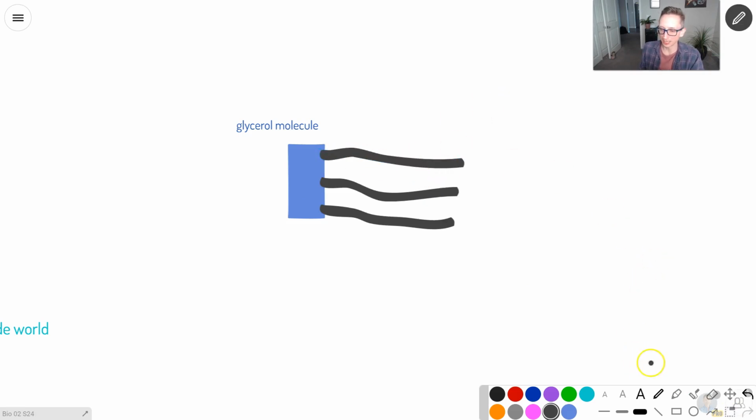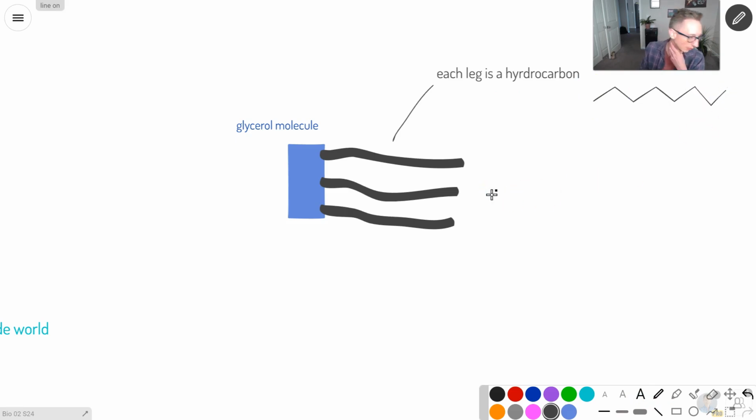And each one of these legs is a hydrocarbon. So it's this carbon backbone. So each leg is a hydrocarbon. It's made out of carbon and hydrogens. If we draw it like the carbon skeleton, it would look something like this. You remember that? So we could draw these out all like that. I'm not gonna do that, but we can.